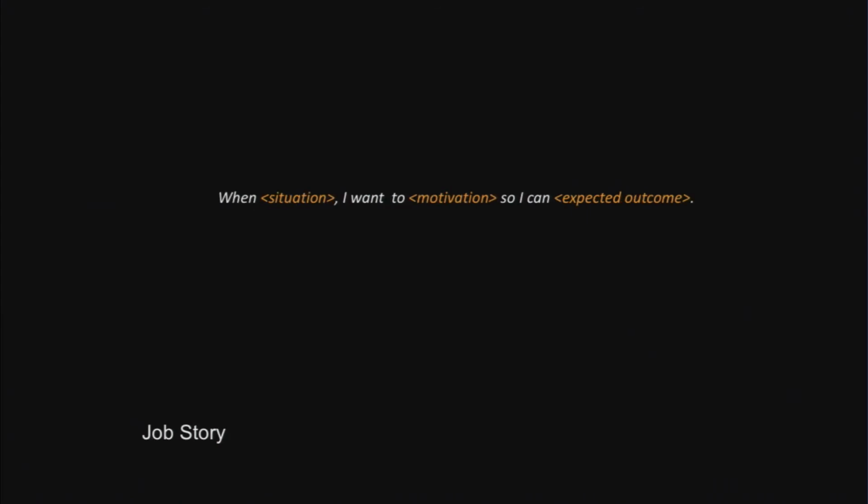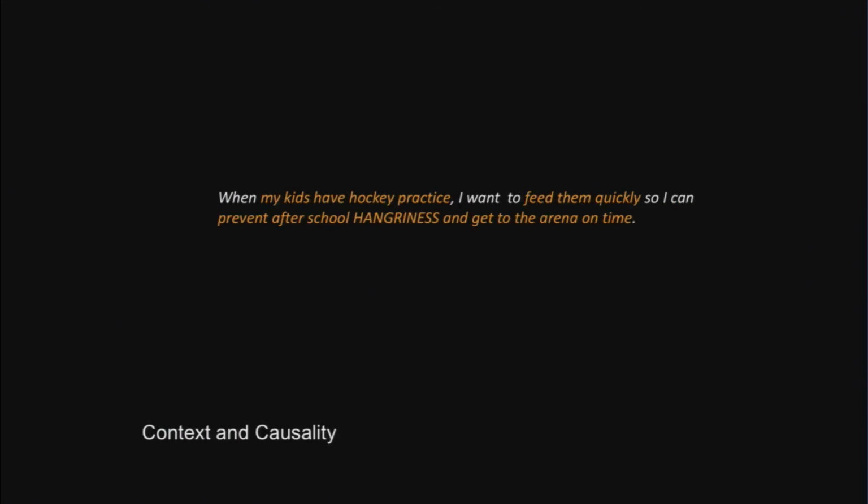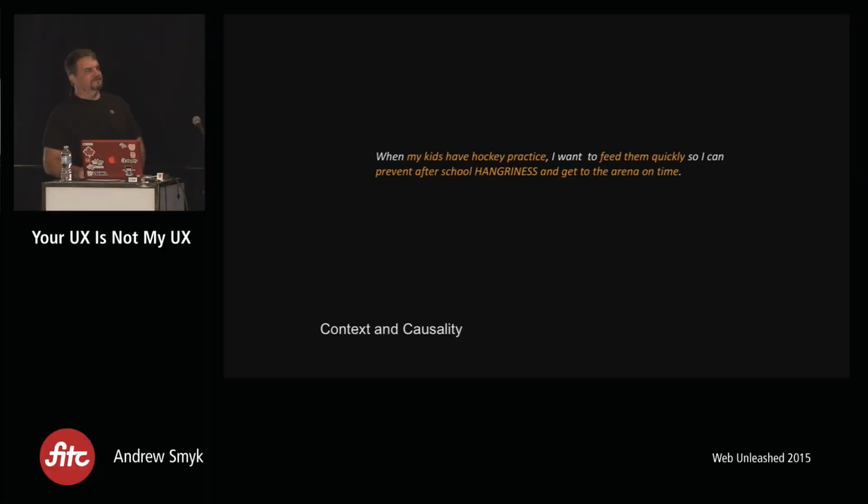When you go to the job story, you have the situation. You have the motivation. You have the expected outcome. And this then creates context and the causality, which you actually should be designing for. And the more you can design for this situation and find out why users are using your stuff, the better off you are. Does that make sense?